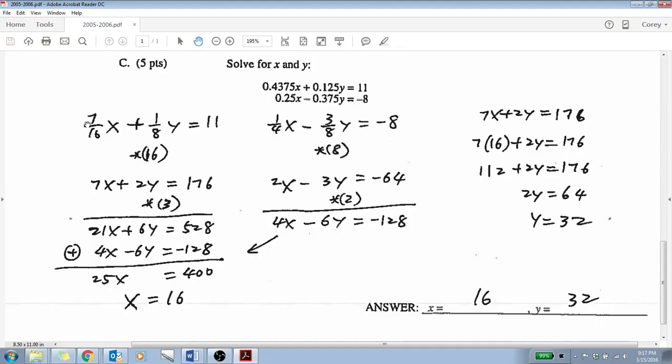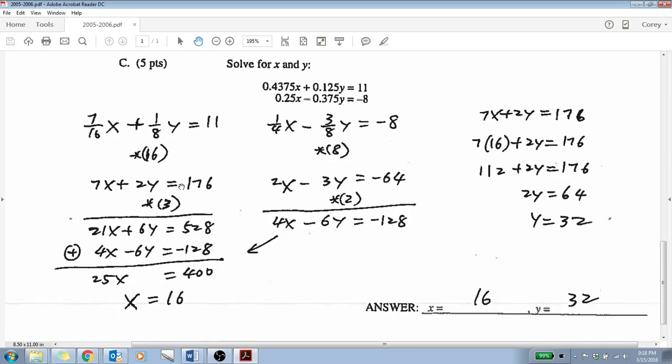So I have two equations here, 7/16x plus 1/8 y equals 11, and then 1/4 x minus 3/8 y equals -8. So for this first equation over here, I can get rid of the fractions by multiplying both sides by 16. When I do that, I have 7x plus 2y equals 176. And then this equation over here, I can multiply both sides by 8. I'm left with 2x minus 3y equals -64.